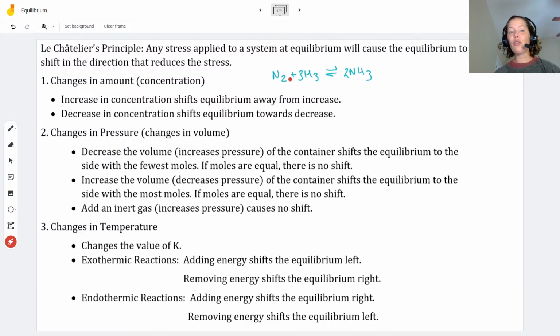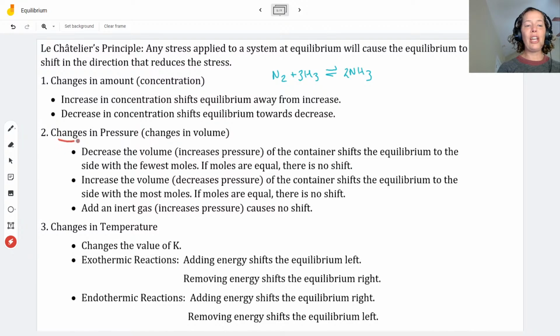So the opposite is true about decrease. If you decrease your concentration or you decrease your amount, the equilibrium is going to shift towards the decrease. So if I decrease my amount of nitrogen, let's say I'm removing nitrogen as the process goes, then I'm going to shift towards the nitrogen. So the reaction is going to make more nitrogen. The same is true for the ammonia. If I am pulling ammonia out of this reaction, then the equilibrium is going to shift to make more ammonia. It's going to shift towards that decrease in amount. Okay, so that is amount.